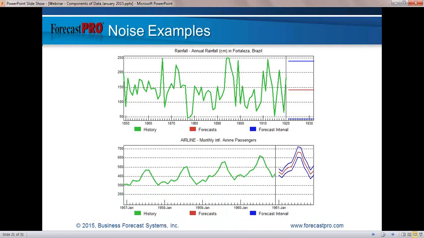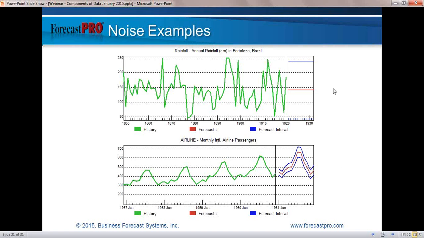Here's a data set we looked at before. This is the international flights out of Heathrow Airport. It's the opposite. It's all signal. All of this is structure. There's trend, there's seasonal pattern. We just look at the data, and it's a highly predictable pattern. Our forecast is for that pattern to continue, and look how tight those confidence limits, or blue lines, are. We can forecast this very accurately. Why? Because there's not a lot of noise, and therefore we can really understand the components of the data.